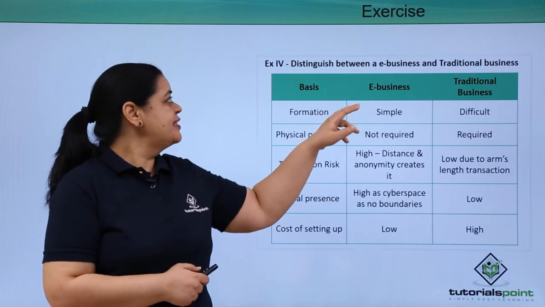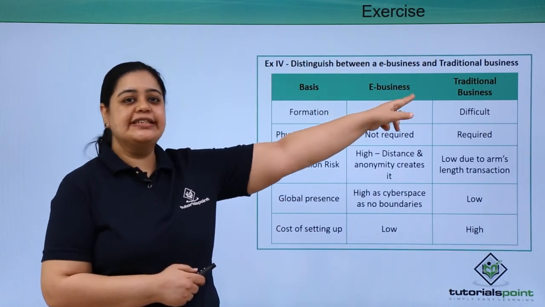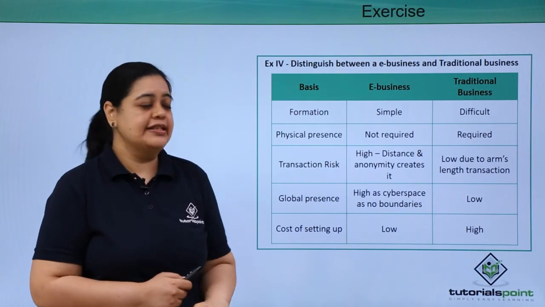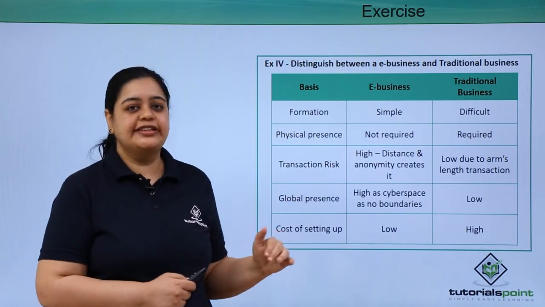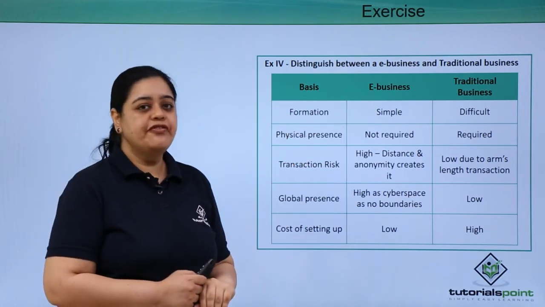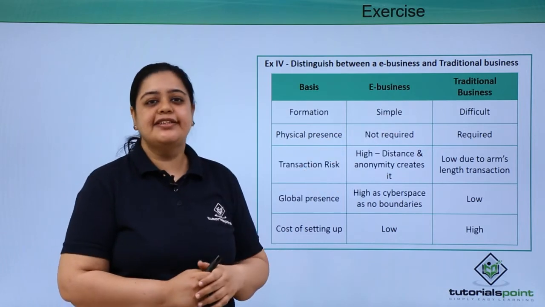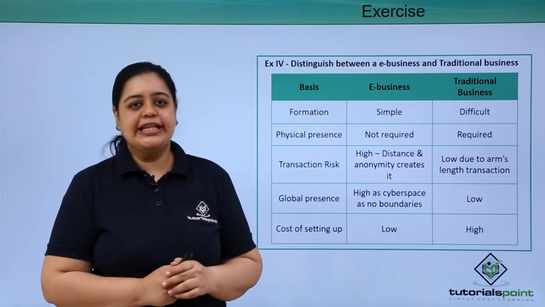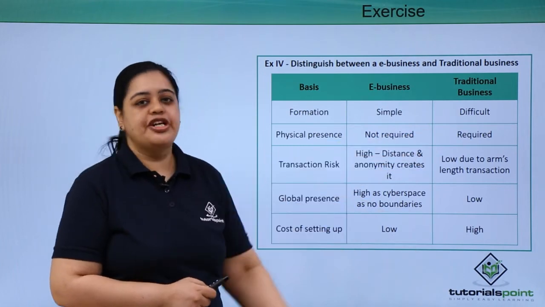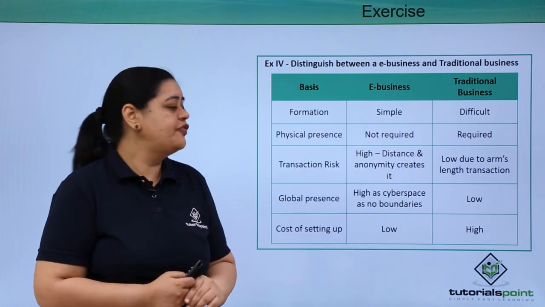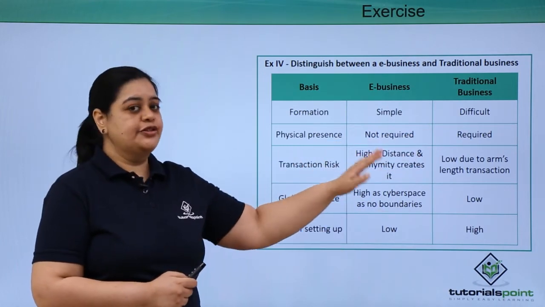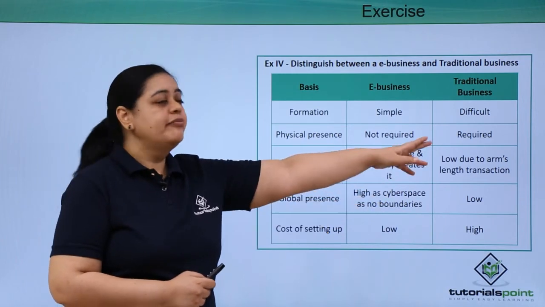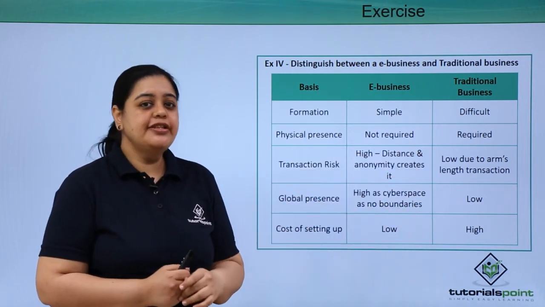So the next question is distinguish between an e-business and a traditional business. Now what would be the basis of distinction? The first one would be formation. See, e-business, I already explained to you, is very simple and easy to form compared to traditional business, which is a bit difficult to form. The physical presence is not required in e-business, but it would be required in a traditional business.